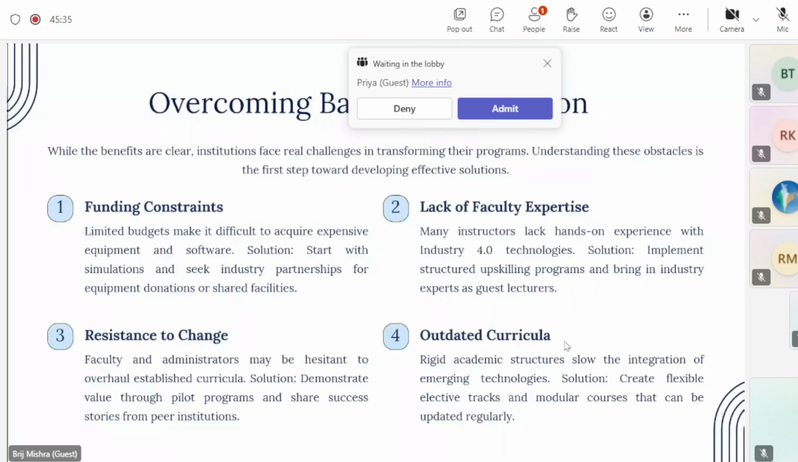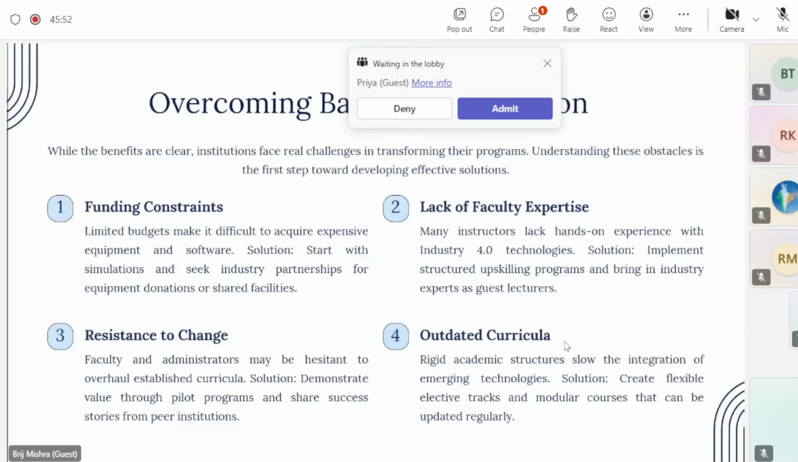Then there may be a lack of faculty expertise also. We already discussed that we have to work on faculty upskilling also. Otherwise that will be one of the barriers, and the whole program will not work as per the expected outcome.